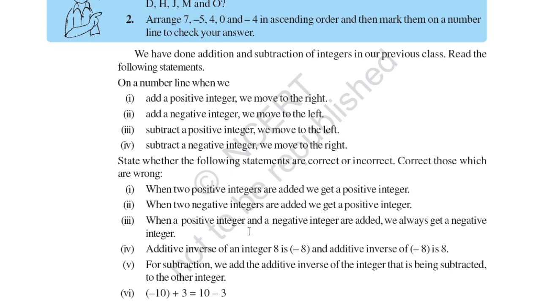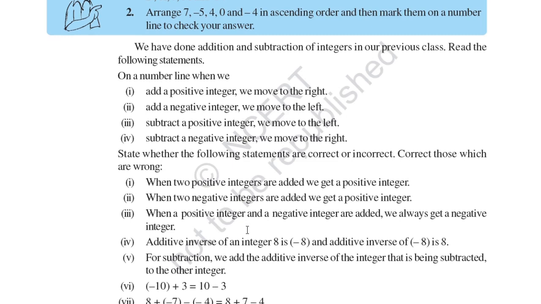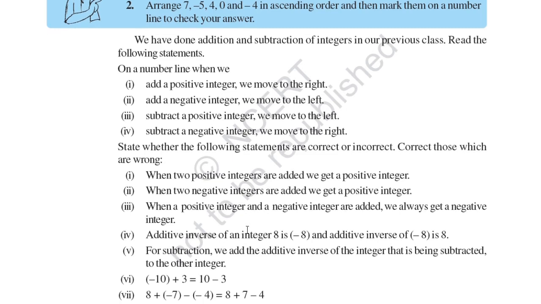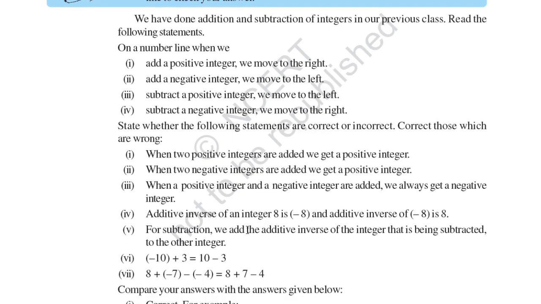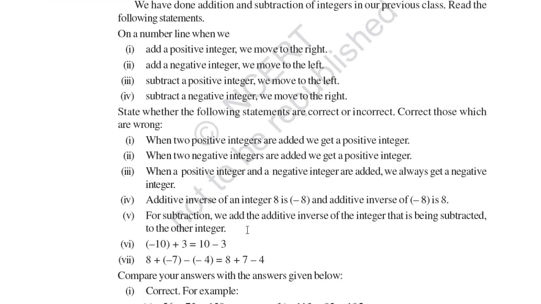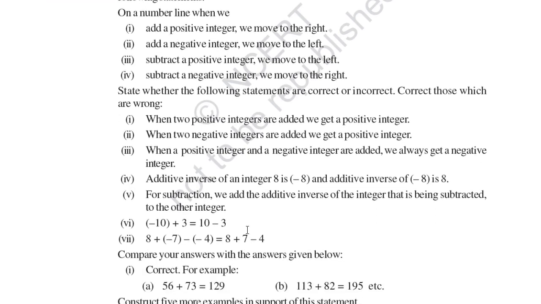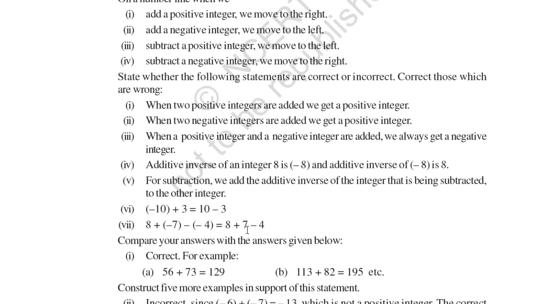When we add a positive integer and a negative integer, the result might be a positive or a negative integer. It depends on the face value of the integers. The additive inverse of the integer 8 is -8, and the additive inverse of -8 is 8. For subtraction, we add the additive inverse of the integer that is being subtracted to the other integer. -10 + 3 is equal to +10 - 3. So this is also wrong.